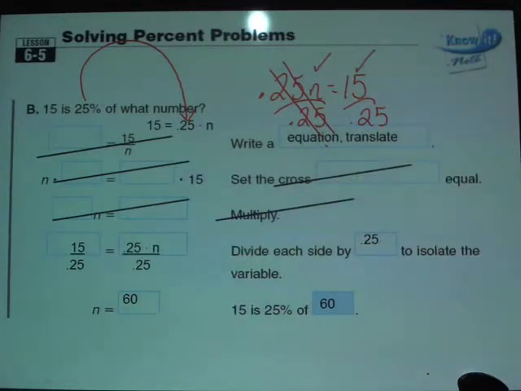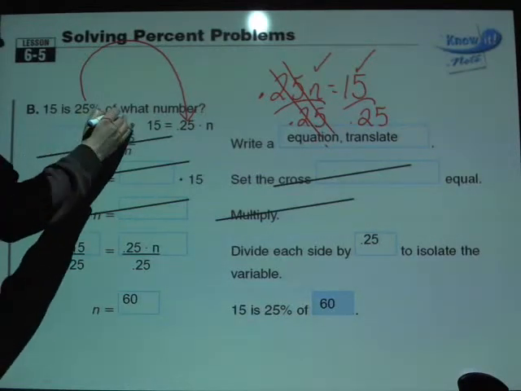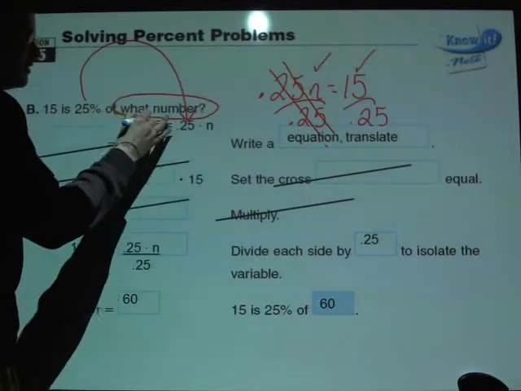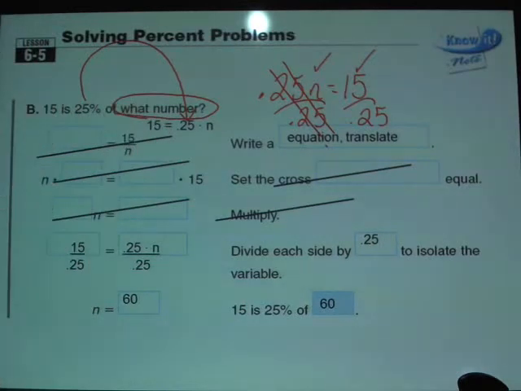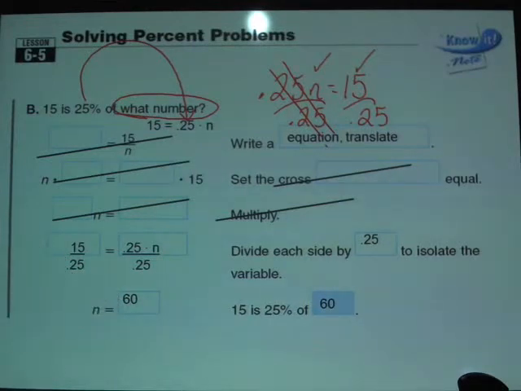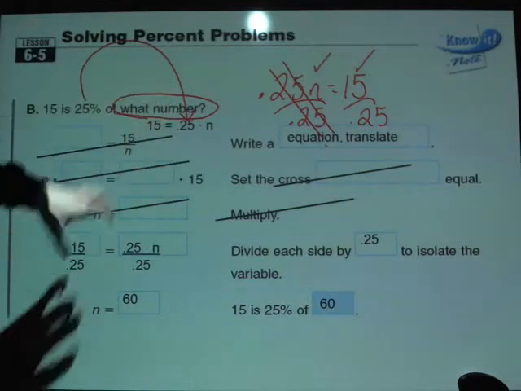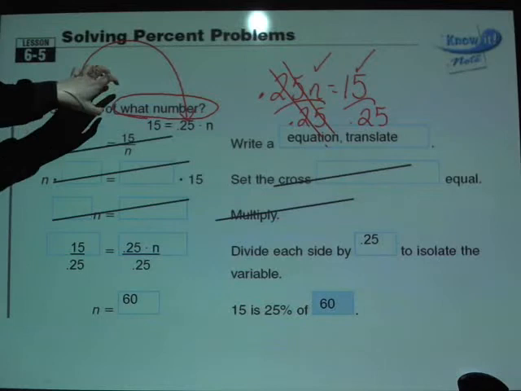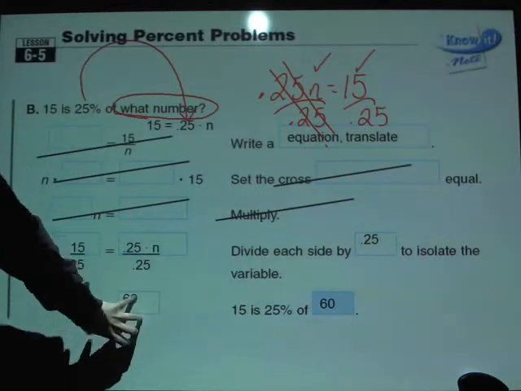Now, the question is, do I change this one like we did in the last one? The answer is no. The reason the answer is no is because the question just says, what number? It's not asking me for a percent. So if it's not asking me for a percent, I don't have to change it to a percent. It's just asking me for a number. I have a number. So this is a good answer here. So we're going to stop that at 60. Fill it back into the question. 15 is 25% of 60.